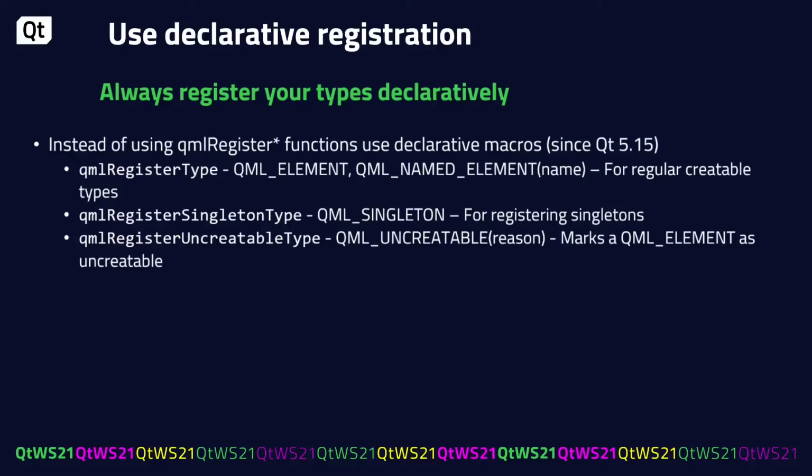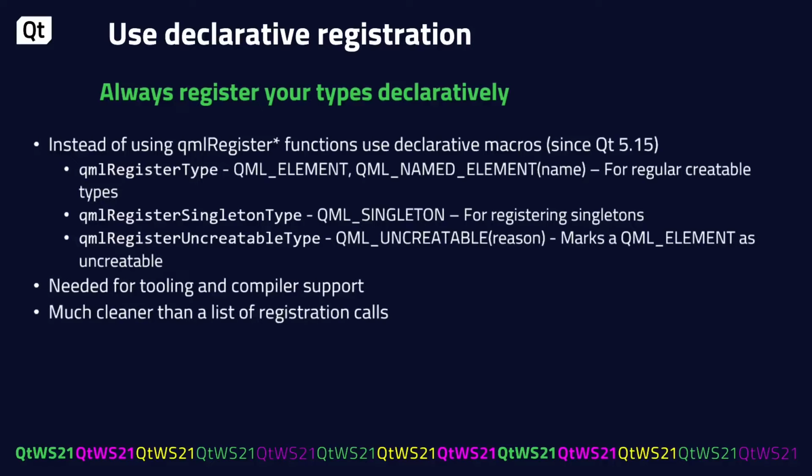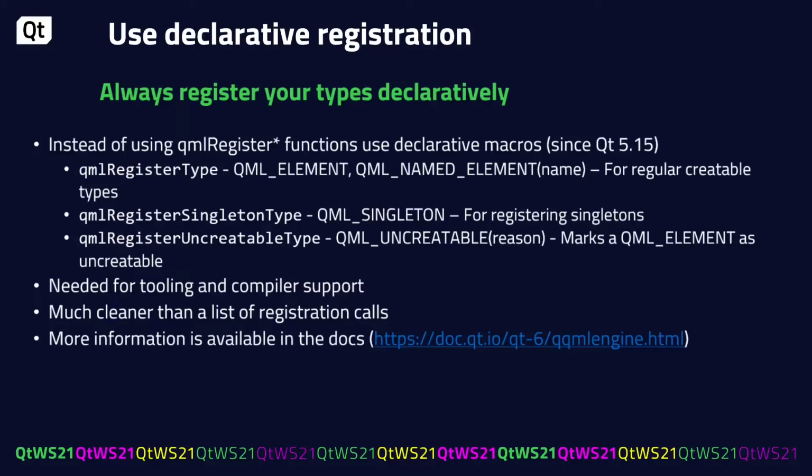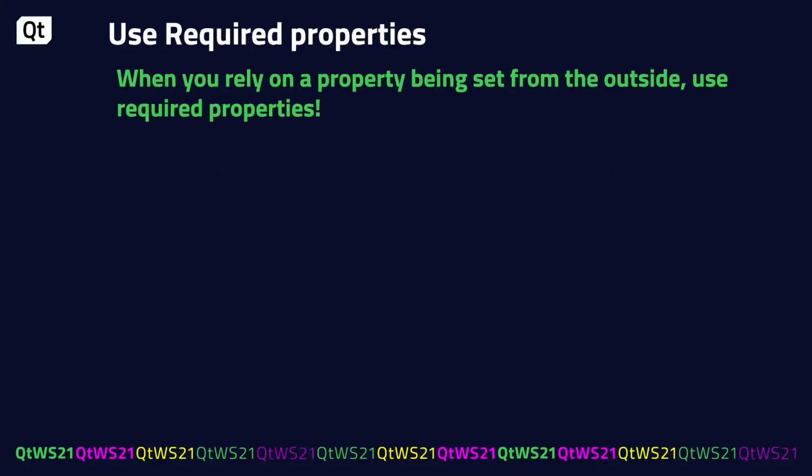And for uncreatable types, you would use QML uncreatable in combination with QML element instead of using QML register uncreatable type. This is needed for tooling and compiler support. And it's much cleaner than having a list of registration calls somewhere. So you can instantly see which classes are exposed to QML and which aren't, and also whether this class is exposed as a singleton or an uncreatable type, and so on. This slide only covers a fraction of what you can do with declarative registration, so make sure to check out our docs, which have much more details on this.